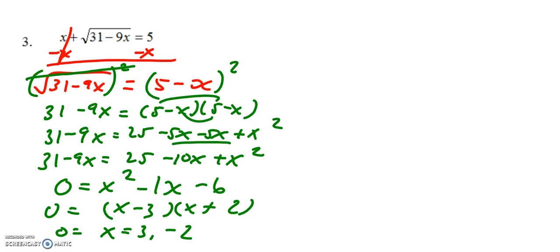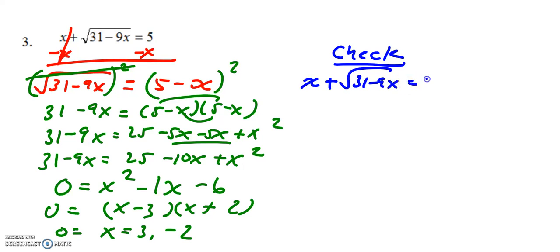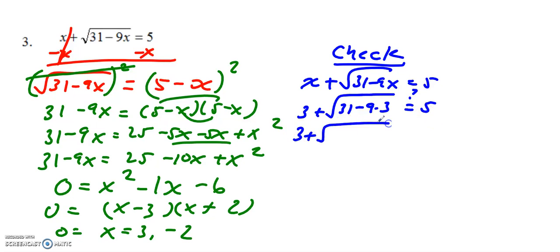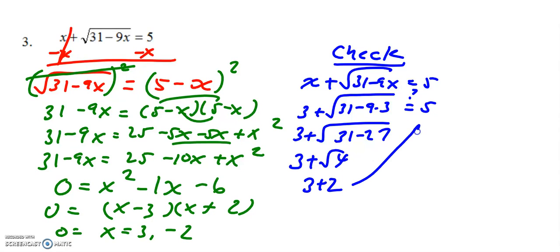So let's take the time to check both, because it is, as I'm sure you've noticed, very important to always check your work, by calculator, in your head, or by writing it down. So if this is my original equation, let's first check 3. Every time I see an x, I'm going to plug in 3. 31 minus 9 times 3, does that equal 5? Well, we'd have 3 plus the square root of 31 minus 27, which is 3 plus the square root of 4, which is 3 plus 2, which does equal 5. Check. 3 works.